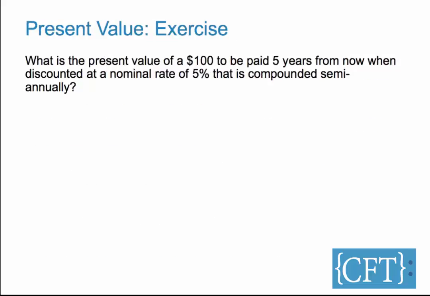It's time for an exercise. What is the present value of $100 to be paid 5 years from now when discounted at a nominal rate of 5% compounded semi-annually? To solve this problem, you'll need to combine ideas from the previous 2 examples. I've prepared an Excel workbook to help you work through the exercise. So pause the video now, go to the workbook, and try to find an answer to the problem.